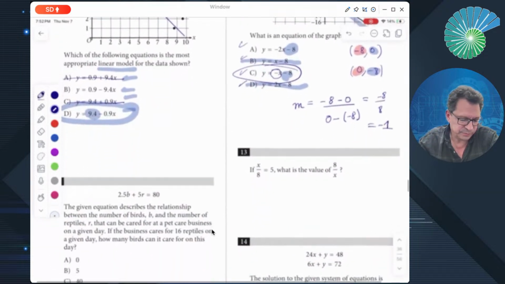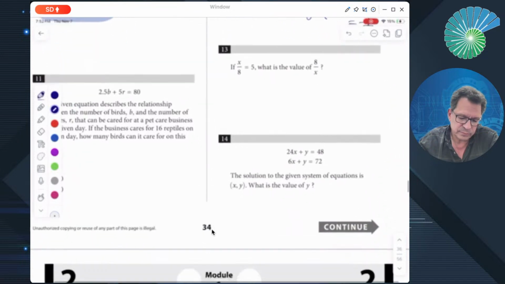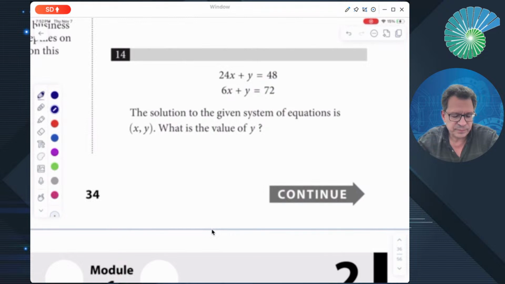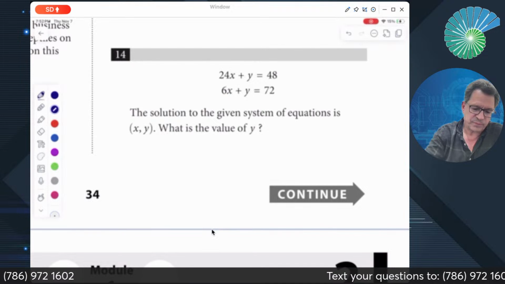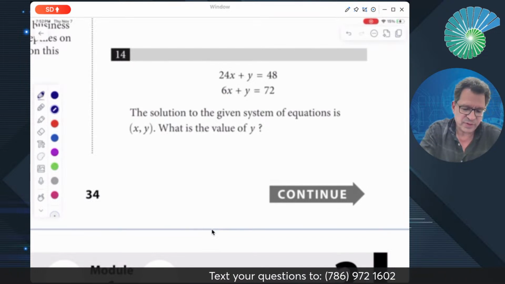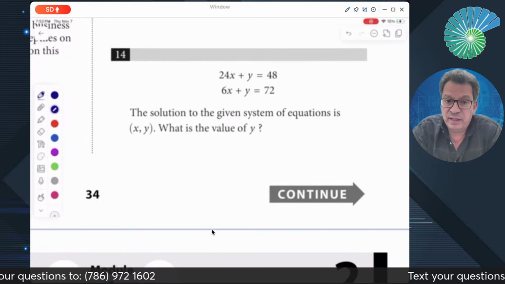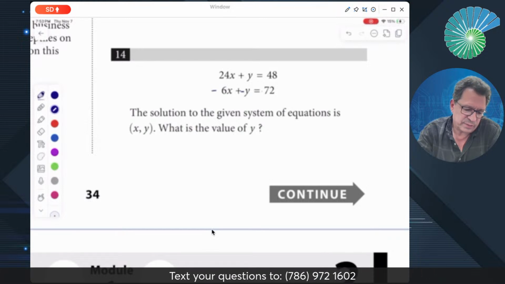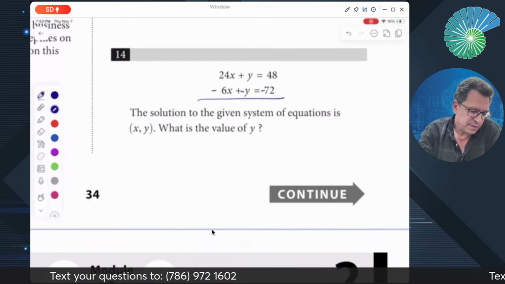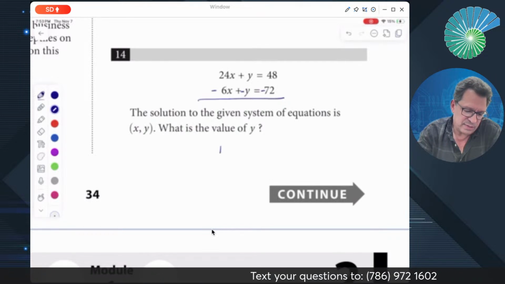Let's continue. Number 14. Number 14 is a system of equations. And we can solve that very easily by, say, the elimination method. To do that, I multiply the second equation by -1, and then I'm going to add that. So 24 minus 6 is 18x. Y minus y is 0.